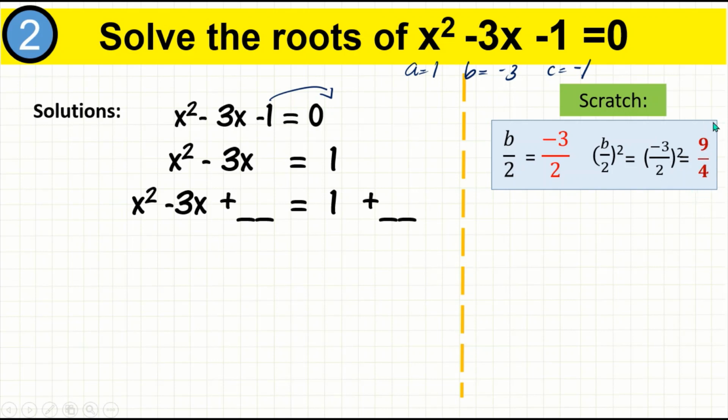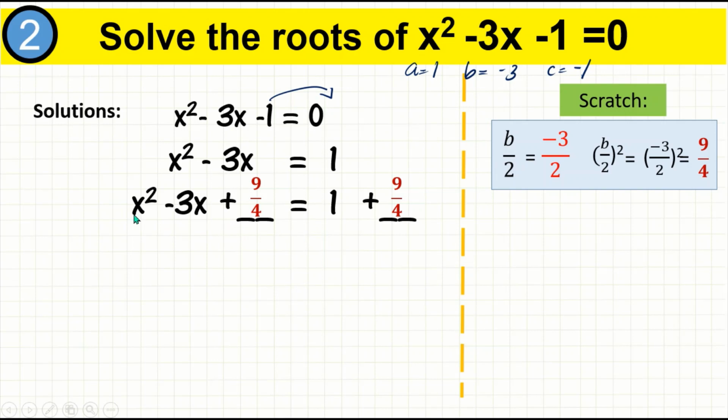So, itong 9 over 4 ay ilalagay natin dito sa both sides of the equation. And kahit i-add natin yan to both sides of the equation, balance pa rin yung ating equation. So, we are going to put 9 over 4 and 9 over 4.